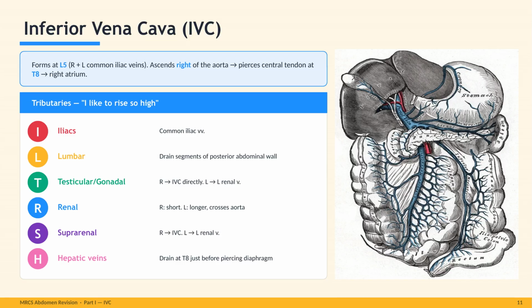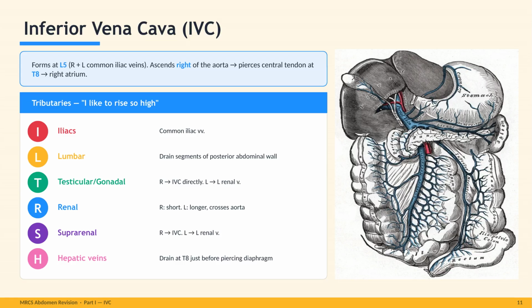R, renal veins. The right is short, the left is longer because it has to cross the aorta, passing between the aorta posteriorly and the SMA anteriorly. We'll meet that geometry again. It's the nutcracker syndrome anatomy.